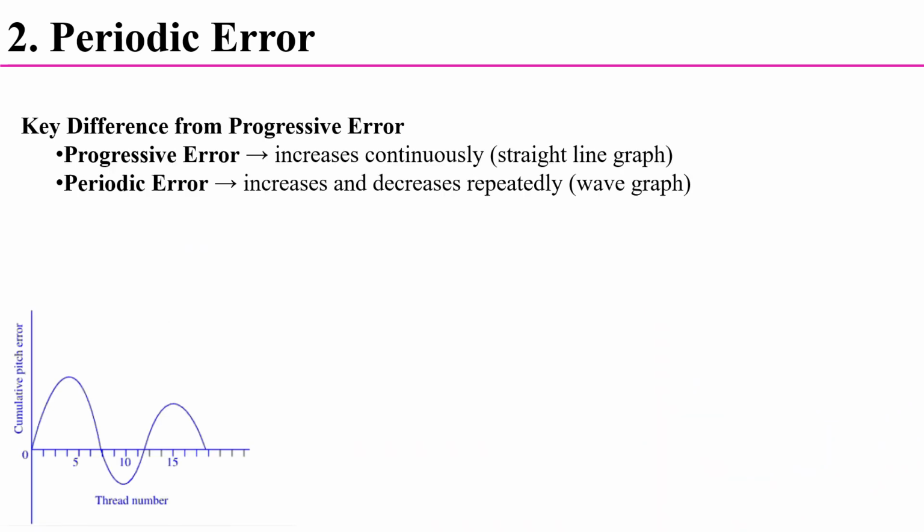Let's see the key difference between the progressive error and the periodic error. In the progressive error, the error increases continuously, and in the graph we represent it as a straight line. But in the periodic error, the error increases and decreases repeatedly, and we represent it as a wave in the graph sheet.